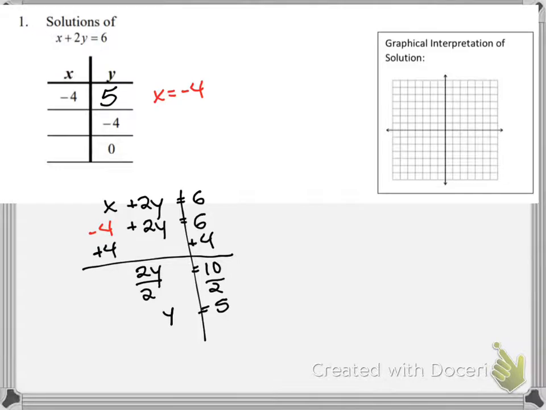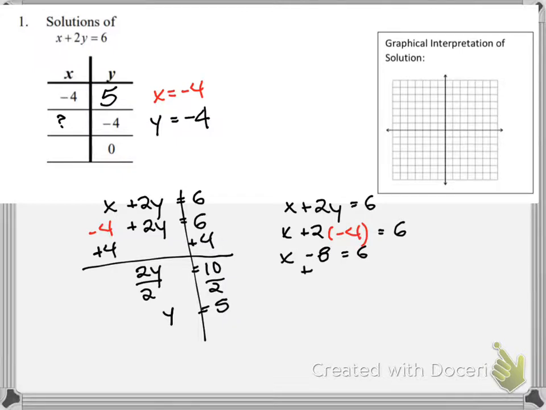Let's do another row. Now we have blank, -4. This is telling us that y is -4. So we have x plus 2y is 6. And this time, that -4 value is going to go in place not of x, but of y. So we have x minus 8 is equal to 6. We add 8 to both sides, and we find out that x is equal to 14.